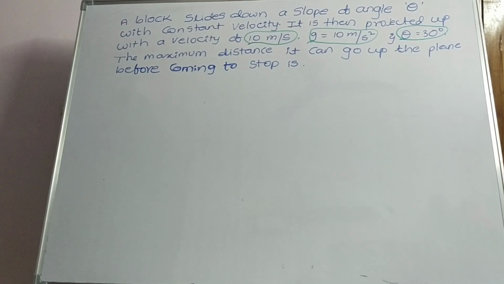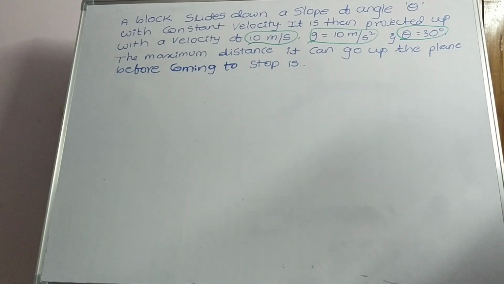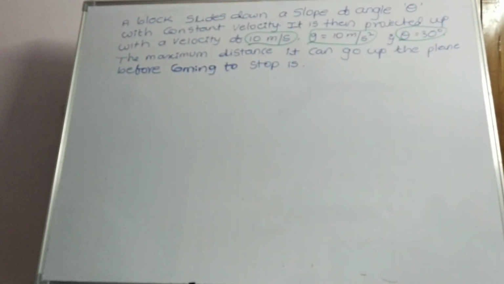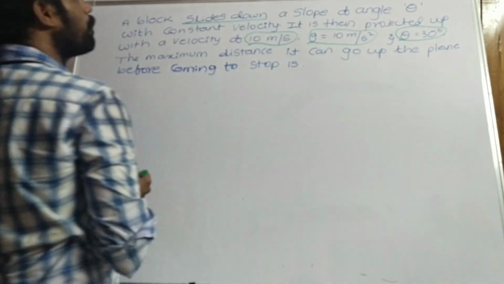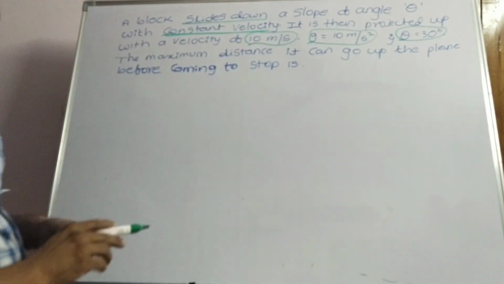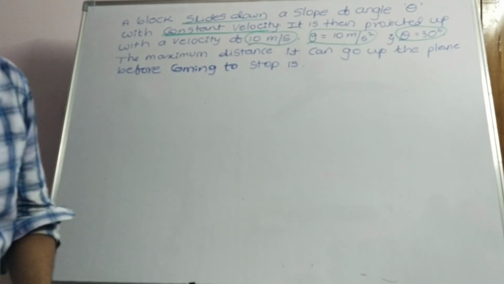See here, a block slides down a slope of angle theta with constant velocity. It is then projected up with a velocity of 10 meter per second, g equal to 10 meter per second square, and angle of inclination is 30 degree. Find the maximum distance it can go up the plane before coming to stoppage. See here, initially the block slides down a slope of angle theta with constant velocity.